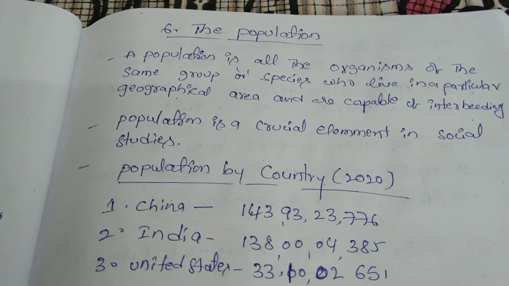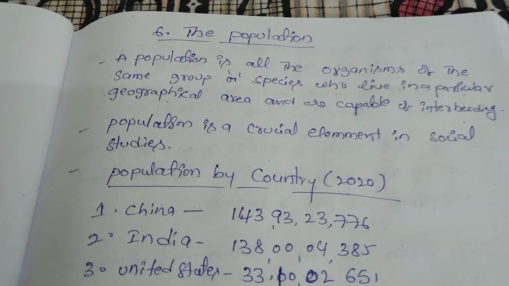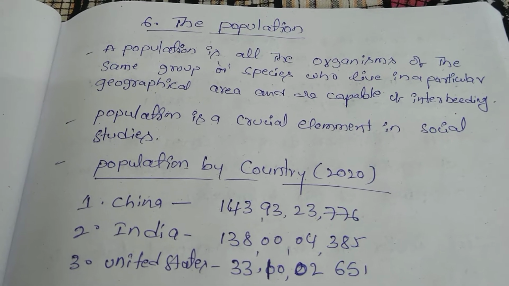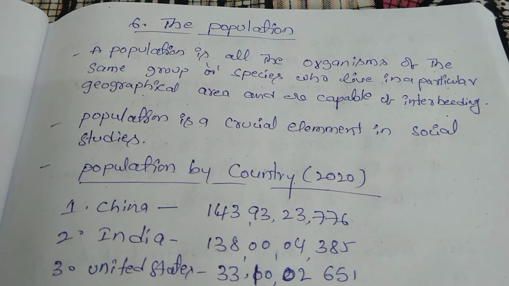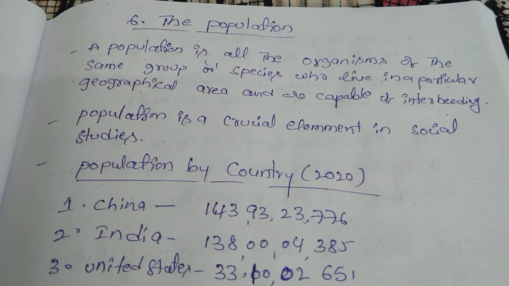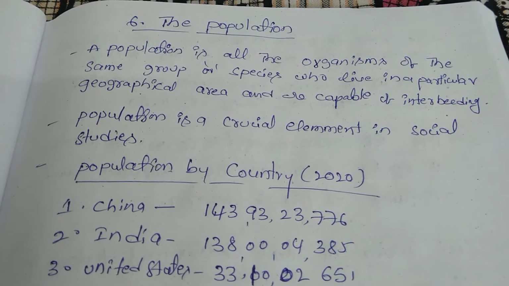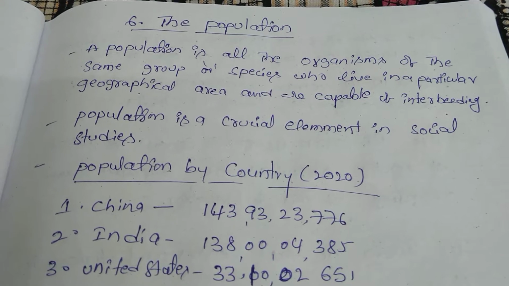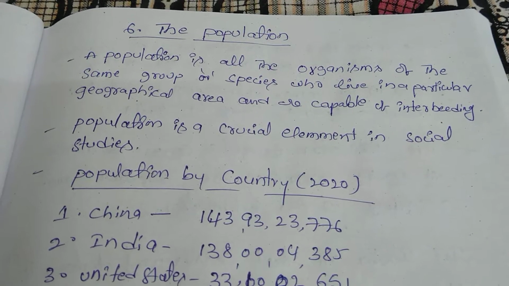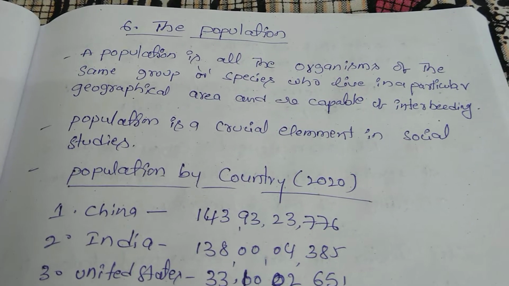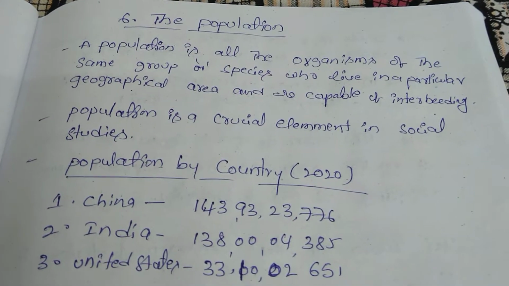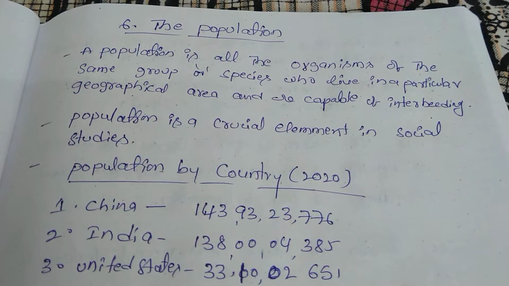Clear? According to biology, a population is all the organisms of the same group or species who live in a particular geographical area and are capable of interbreeding. So here also the same meaning, the group or species who live in a particular geographical area in a particular time is called a population.